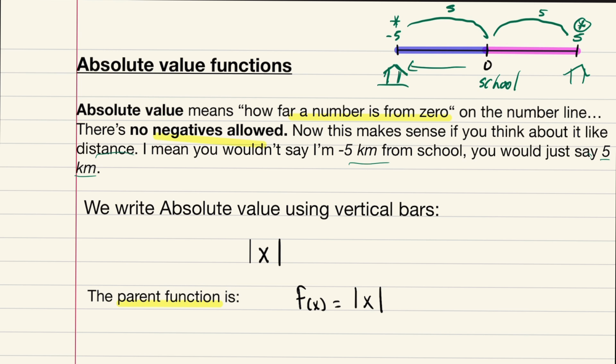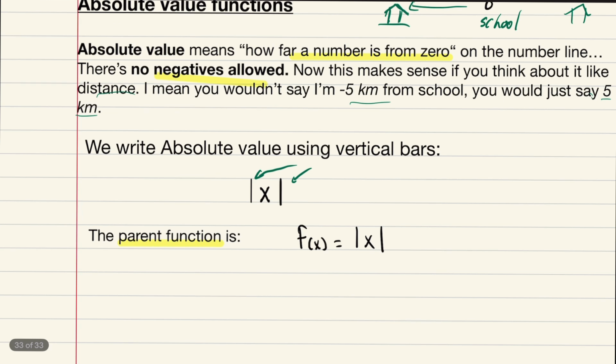So to represent that it doesn't matter whether our x is negative or positive, we use these absolute value bars. And so whenever you see a value of x inside those bars, it doesn't matter what the integer sign is. Now the parent function for your absolute value, and this is before transformations, is going to be f of x is equal to absolute value of x.